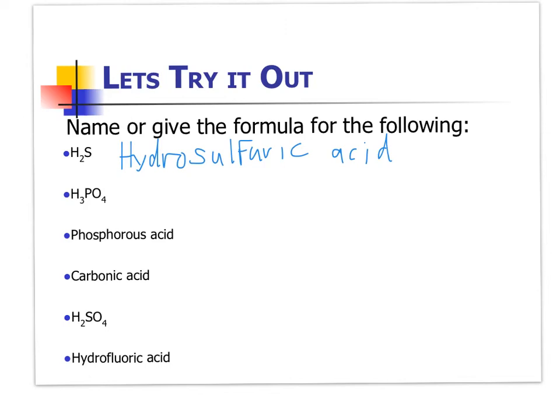Our next one is an acid because the H is written first, and therefore it's PO4 we need to look at. If we don't have those polyatomic ions memorized, look them up on the back of your periodic table or another reference material. PO4 is phosphate. Ates turn to ic, and therefore we have phosphoric acid.